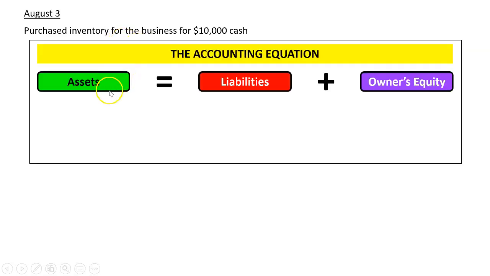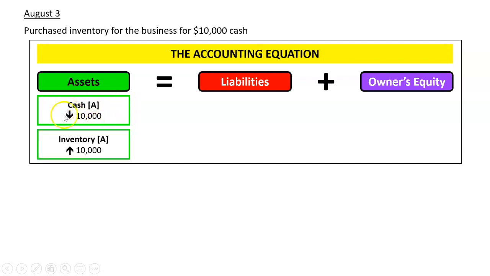Next one is purchased inventory for the business for $10,000 cash. Okay, well, first thing that happens is rules of double entry. One thing happens, cash goes down, but the second thing that happens is inventory goes up. So balance that out again. 0 for assets equals 0 for liabilities plus 0 for owner's equity. That's good. The accounting equation balances.